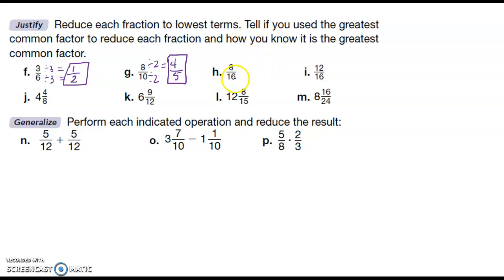H, I can divide 16 by 8, so I'm going to divide both by 8. 8 divided by 8 is 1. 16 divided by 8 is 2.